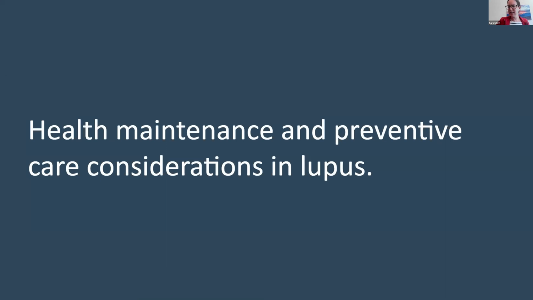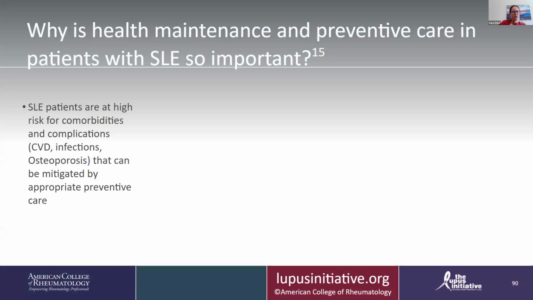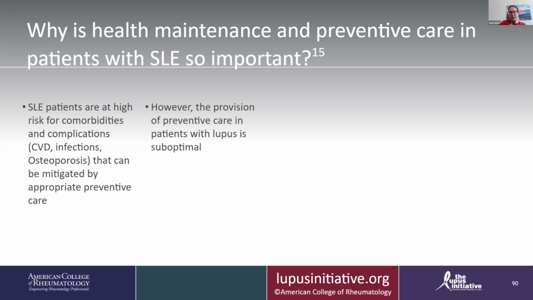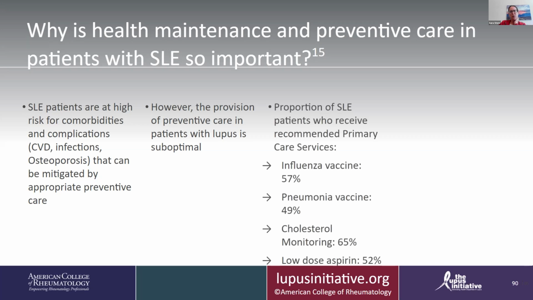Now, in the last 10 minutes, we're going to talk about health maintenance and prevention. Okay. This is what we really would love for you to do. Remember, lupus patients have a higher rate of coronary vascular disease, infections, and osteoporosis. They need their preventative care, and you are much better at it than we are. We're rusty. We don't do it all the time. You are the experts, and we really appreciate it.